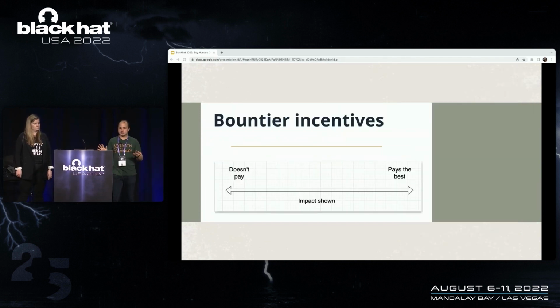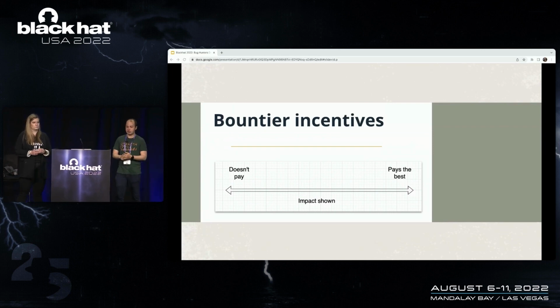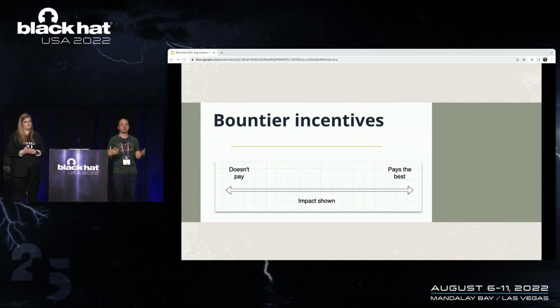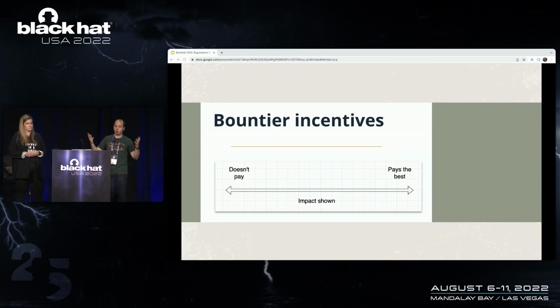So I guess in those two dimensions, the first incentive to leak this sensitive data is just because if the researcher can show more impact, usually they get paid more. So that's the way bug bounties are set up. The more impactful the bug is, the more the researcher is compensated. And so in proving that they can access other people's data, they might be showing more impact and trying to get paid a little more.